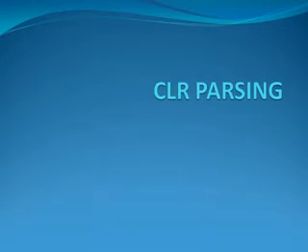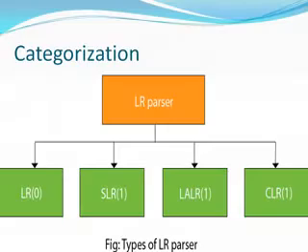In this video, we are going to see the concept of the CLR parsing technique. CLR parsing is one of the bottom-up parsing techniques. The abbreviation CLR stands for canonical left-right parsing. In this parsing technique, whatever task we are performing, we perform it from left to right. The name itself says it: canonical left-right parsing. Whatever input we have, we process it from the left-hand side to the right-hand side.